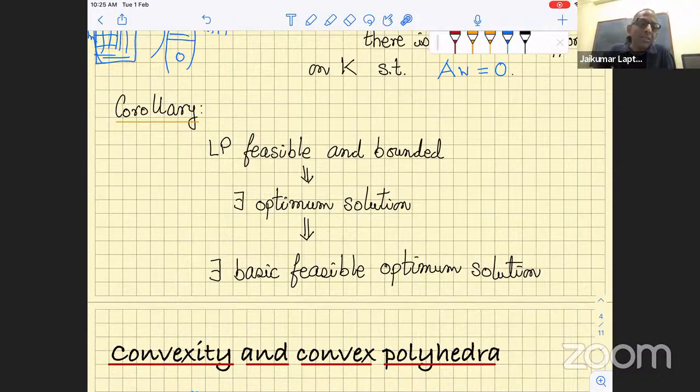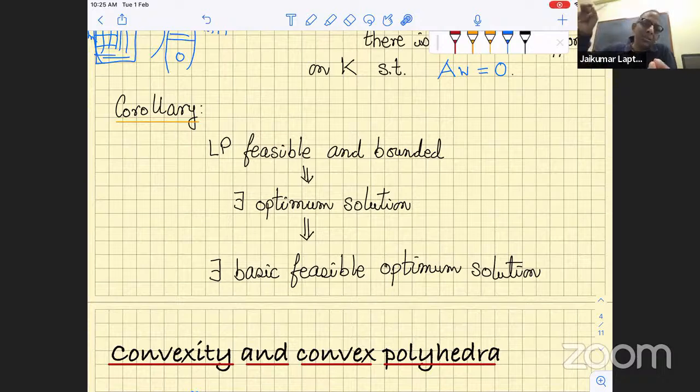But there are finitely many basic feasible solutions, because basic feasible solutions are determined by the m cross m matrix. So if you go over the basic feasible solutions, find the one which achieves the maximum. The claim is that that is the optimum.